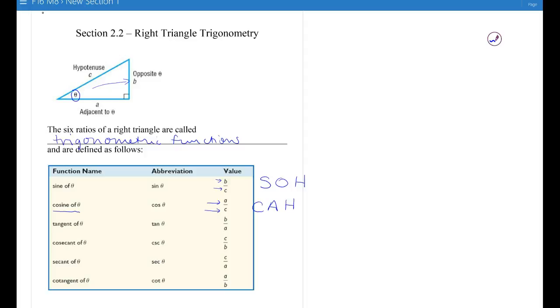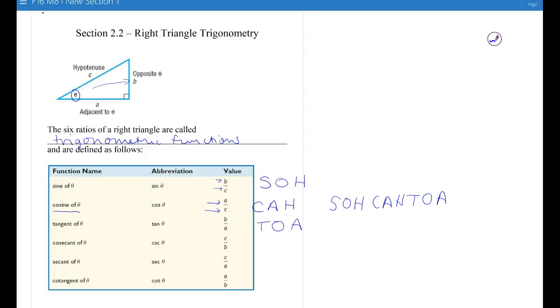Then the tangent is the opposite over the adjacent. A lot of people use this remembering device, SOHCAHTOA, to remember these ratios. If you make up your own remembering device, it will probably work even better.